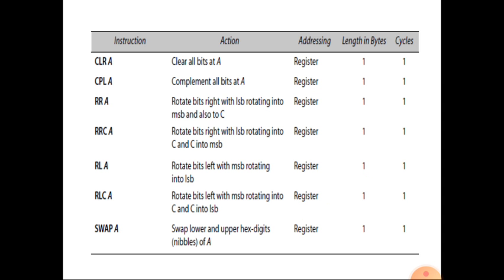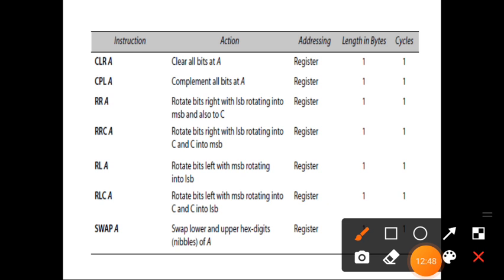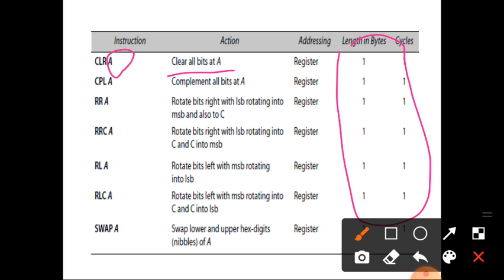Next, CLR A. CLR means clear. Here it clears the accumulator content, that is, it clears all the bits of the accumulator. The length of all these instructions is 1 byte. How many cycles are required to complete? Only a single cycle is required, and these all are register addressing mode.